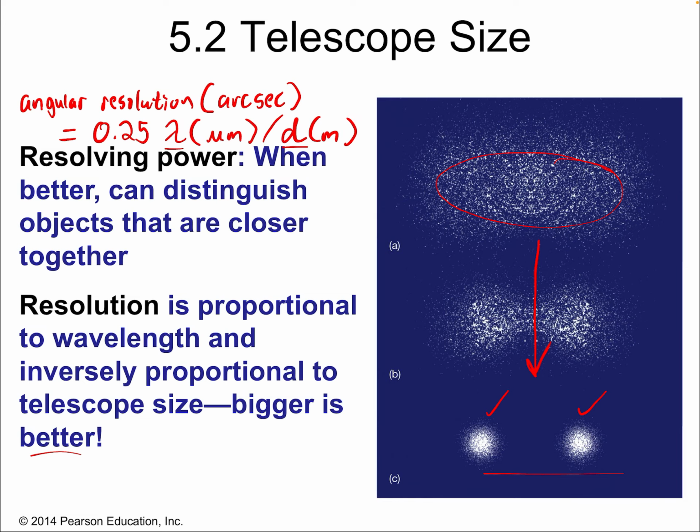So we see that indeed making the telescope bigger is going to make the angular resolution smaller. That means we can resolve smaller things. We want the angular resolution to be as small as possible.